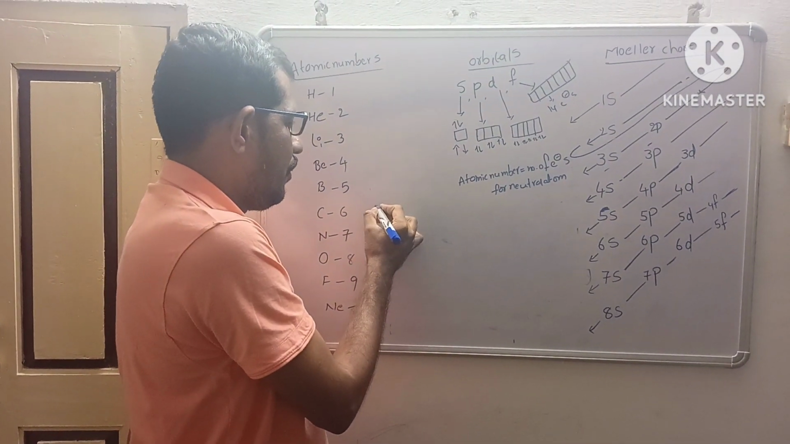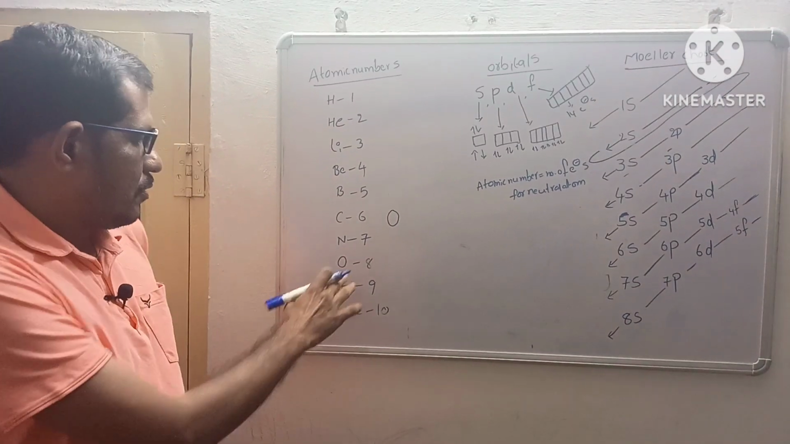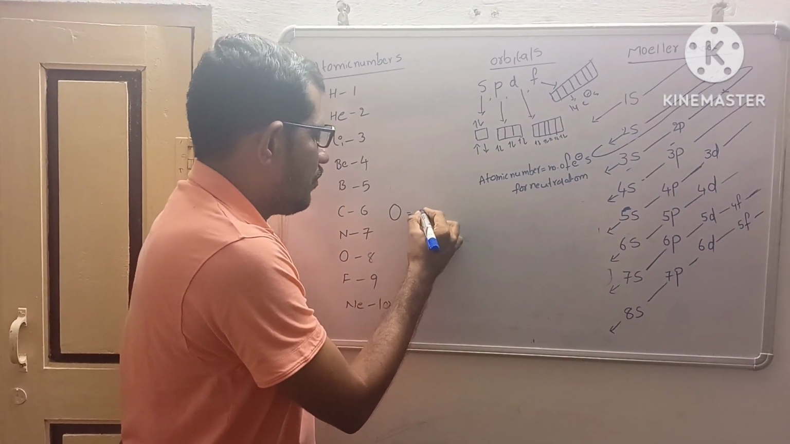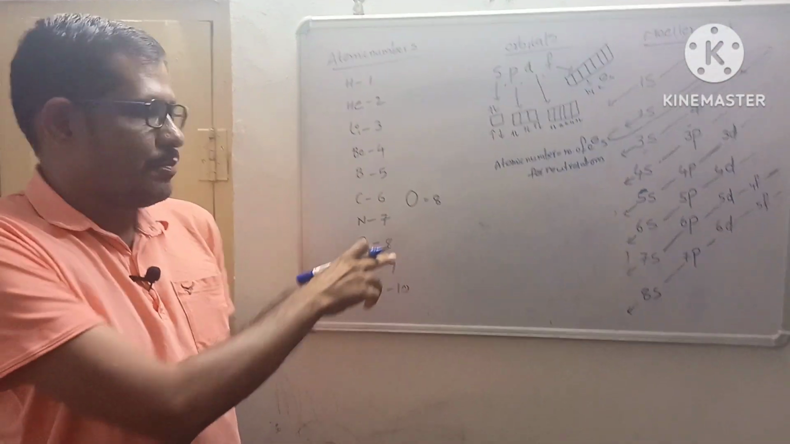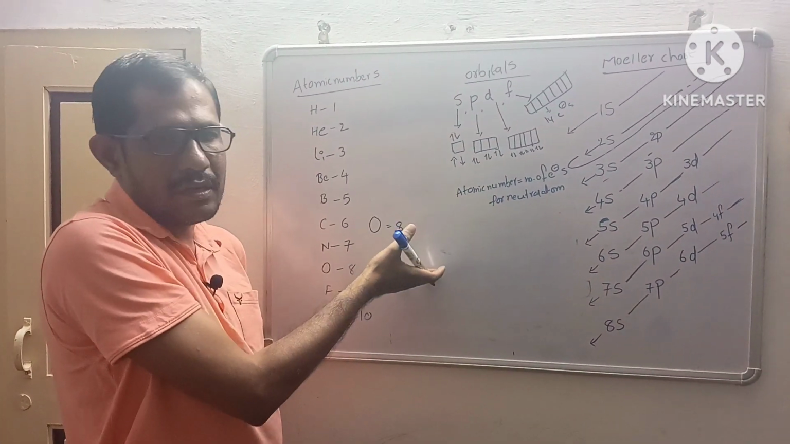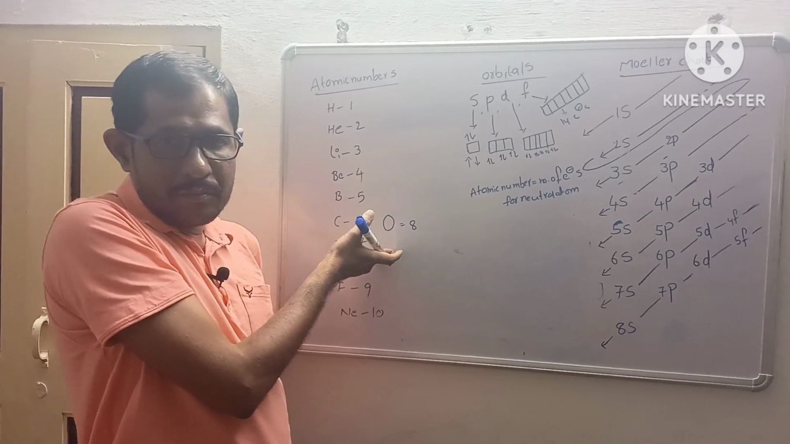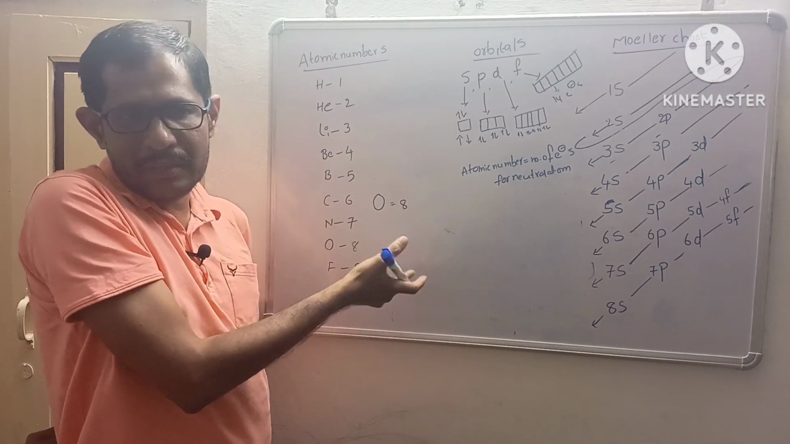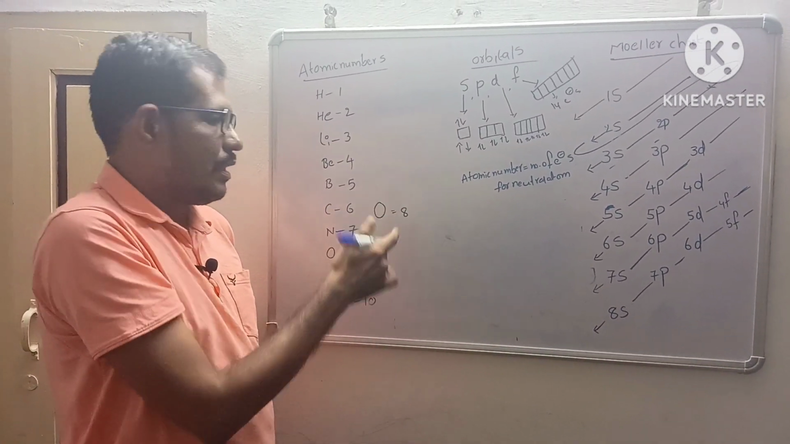Now we are going to write the electronic configuration for oxygen. Oxygen atomic number is 8. That means there are 8 electrons present in oxygen. As I told you, atomic number equals the number of electrons present in a neutral atom. Here oxygen is a neutral atom, it's not O minus or O plus. That's why there are 8 electrons.